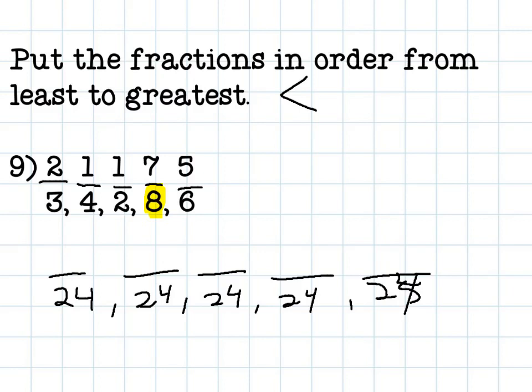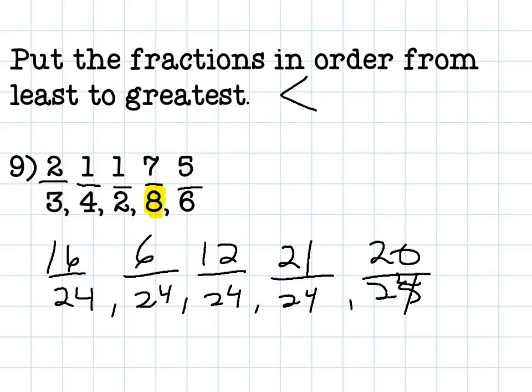Now, 3 goes into 24 8 times, so 8 times 2 is 16. 4 goes into 24 6 times, 6 times 1 is 6. 2 goes into 24 12 times, 12 times 1 is 12. 8 goes into 24 3 times, 3 times 7 is 21. 6 goes into 24 4 times, 4 times 5 is 20.